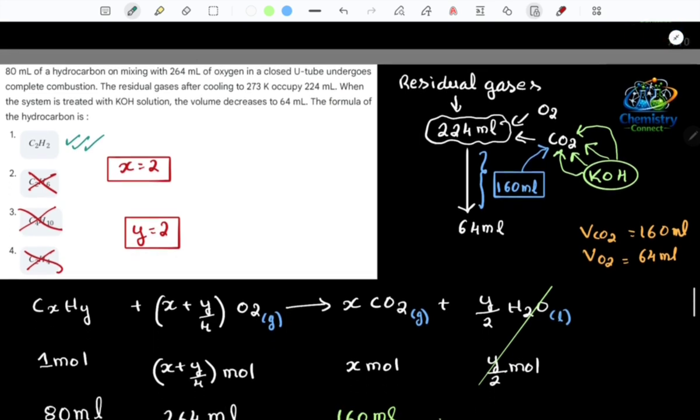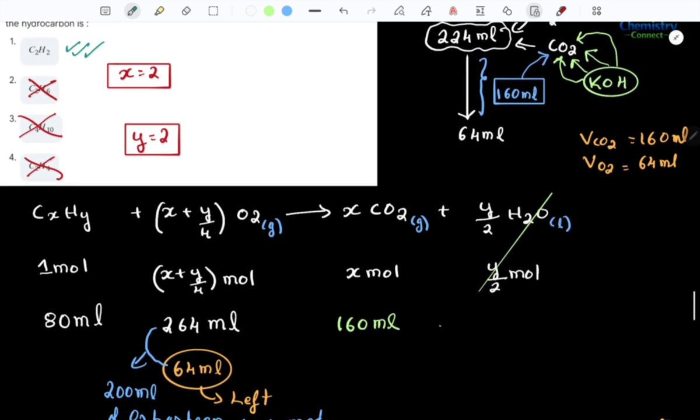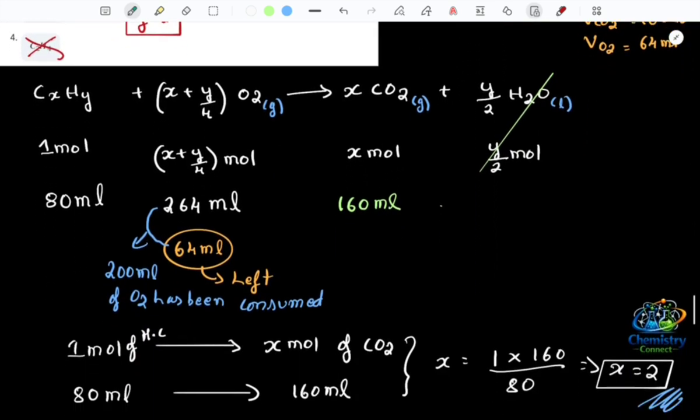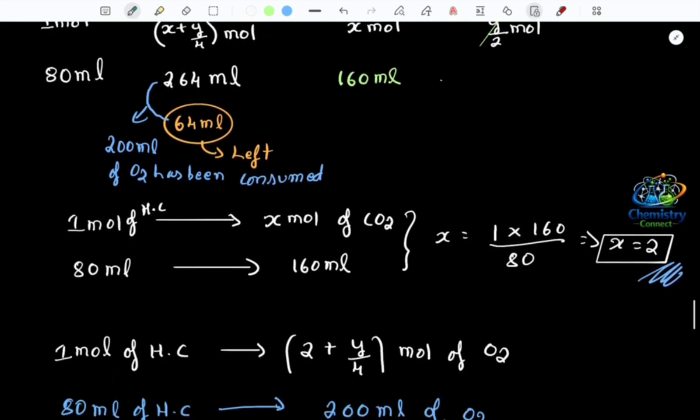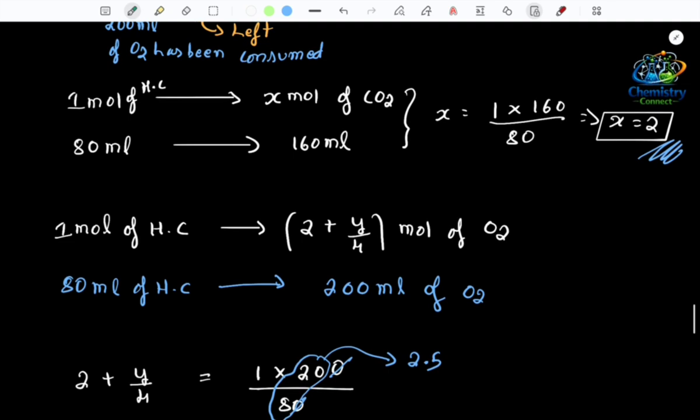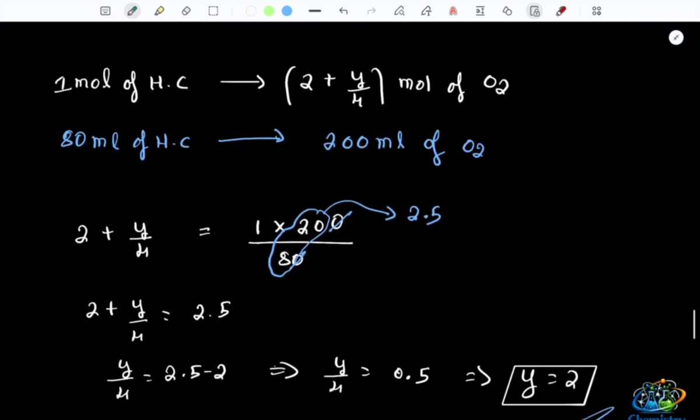So this is one of the best methods. It takes time, but you will understand the concept where the eudiometry concept is greatly involved. Okay, and the limiting reagent concept is also there.